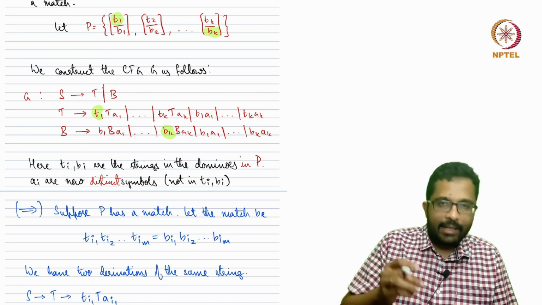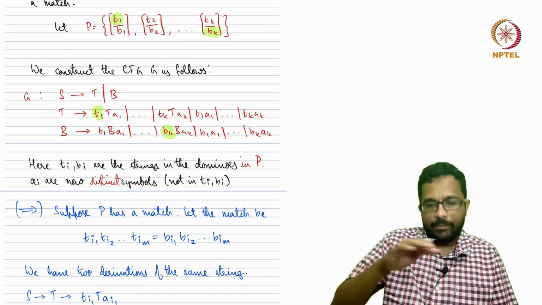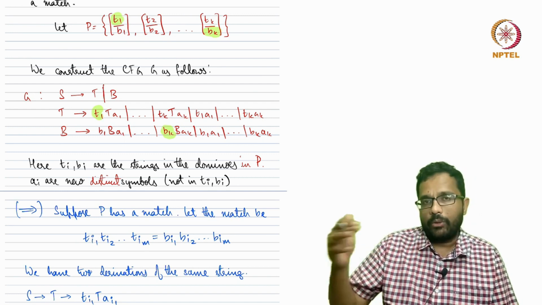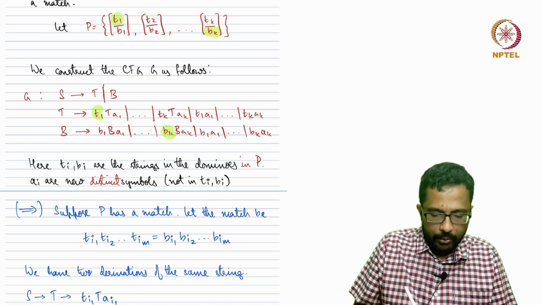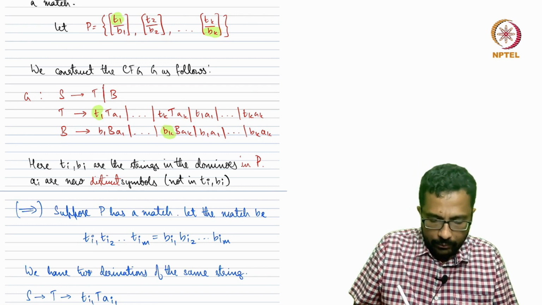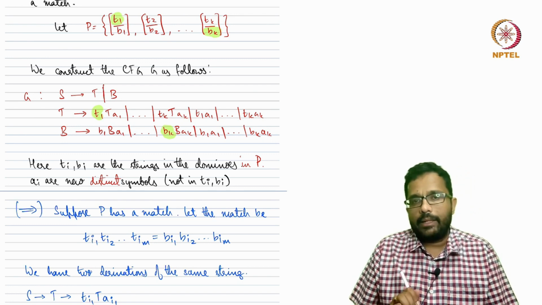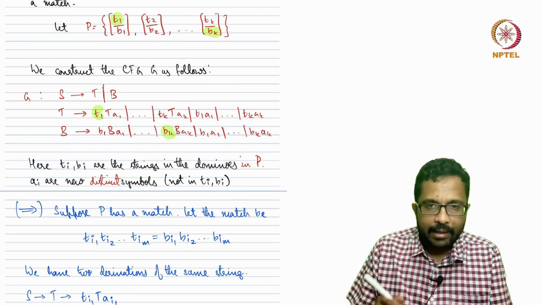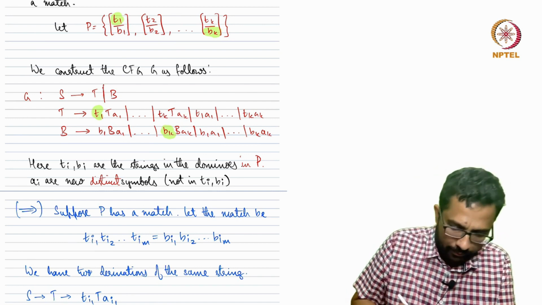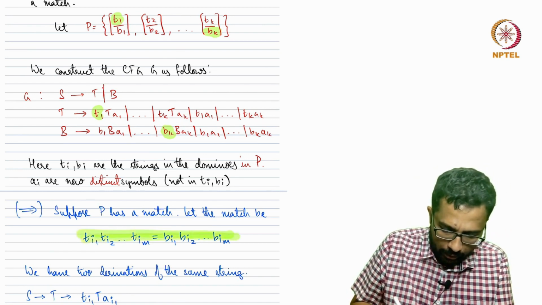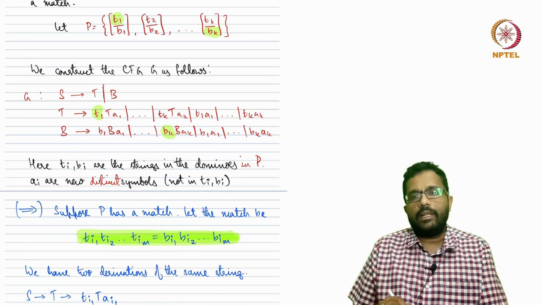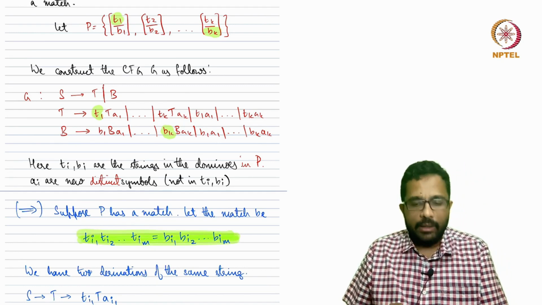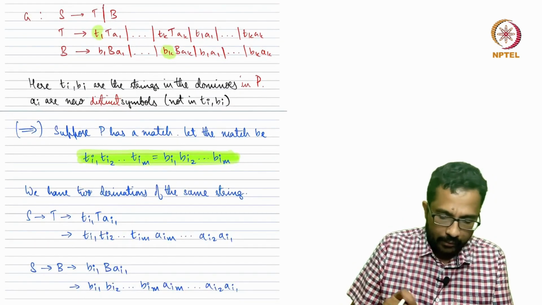So when you line up these dominoes, the i1th domino, the i2th domino, and so on, the top string will be Ti1, Ti2 up to Tim, and the bottom string will be Bi1, Bi2 up to Bim, right? Since they are a match, the top string must equal the bottom string, right? Ti1, Ti2 up to Tim should be equal to Bi1, Bi2 up to Bim.